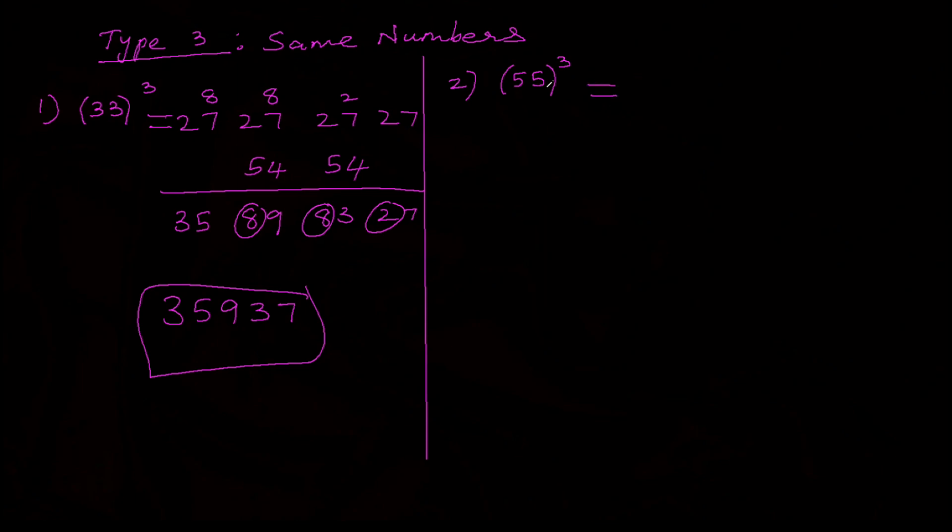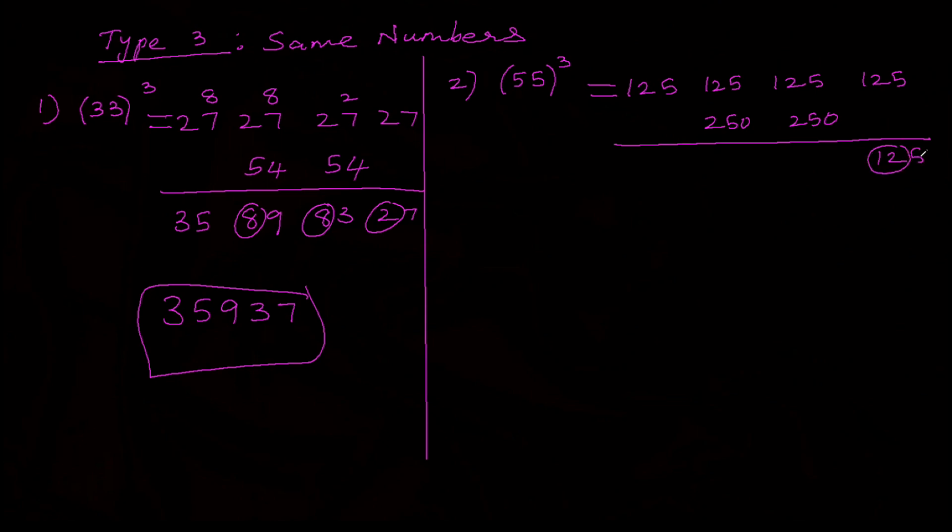As usual, 5 cubed. Write 5 cubed in all the four parts. What is 5 cubed? 125. 125, 125, 125. As usual, multiply the two middle numbers by 2, which will give you 250. Add the rows, add the numbers, 125.